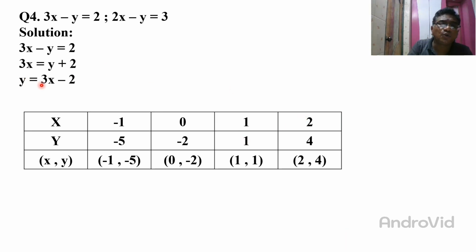So 3 into 2. 3 2s are 6. So here you get 6. 6 minus 2, what remains? 4. So here you get 4. Then here you put the values in brackets. The first value is always x. So x value is -1, so -1, -1. X value 0, 0, -2. X value 1, 1, 1. Then x value 2, 2, 4. In such a way we are completing the table of the first equation.